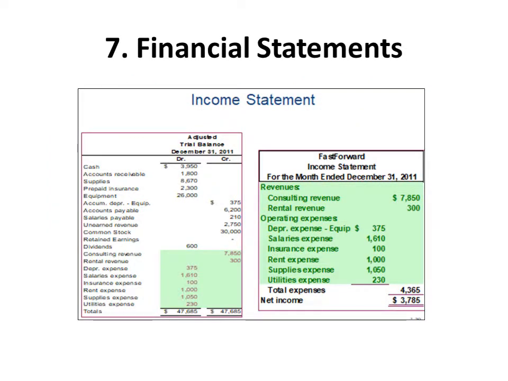So, left-hand side, there's my adjusted trial balance, and see how they're highlighted in green? I just pull those measures right off, and I have my income statement for the month ended December 31. I have my revenues and my expenses. I prepare a subtotal or summary of total expenses. Notice that's not highlighted. And I arrive at a net income measure of $37.85 for the period.